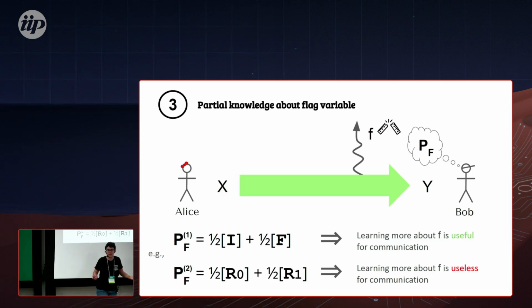But it's expensive, so he wants to know if he should do that or not. In the first case, the answer is yes, you should do that. Because if you extract more information, you learn that exactly it was identity or exactly it was flip, then you can use this channel to communicate.